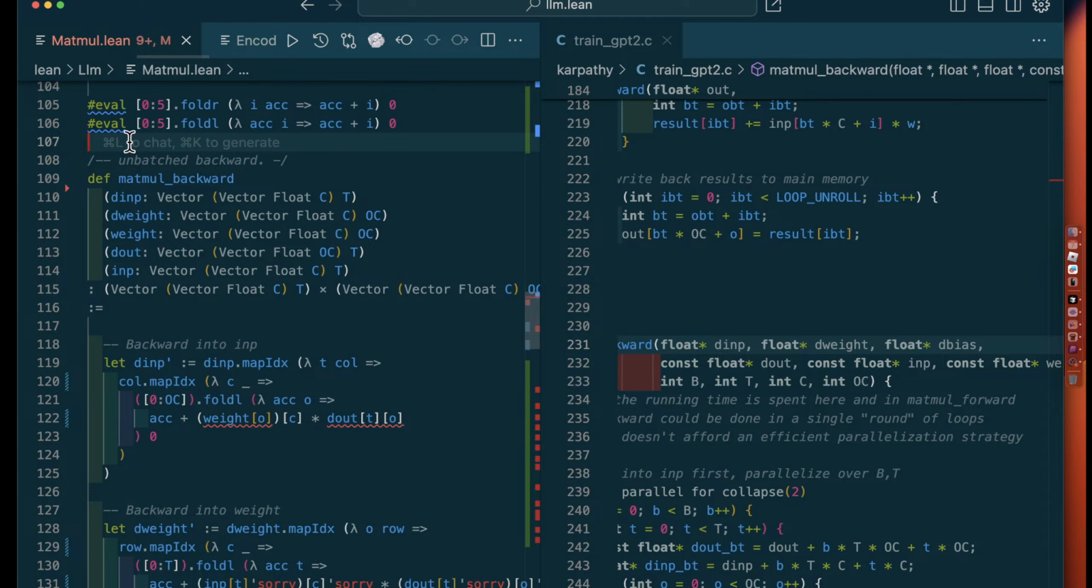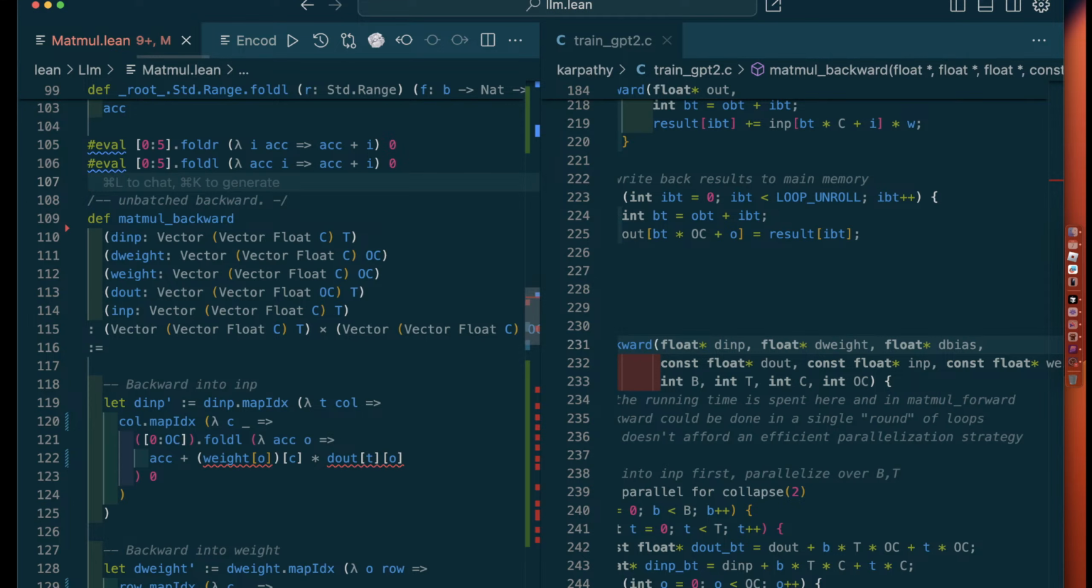The derivative with respect to the input should be like d out times weight. Oh yeah, first let's define the transposes. First define transposes. Let in prime equals int dot transpose. I wouldn't use prime in this case. Oh yeah, you're right.